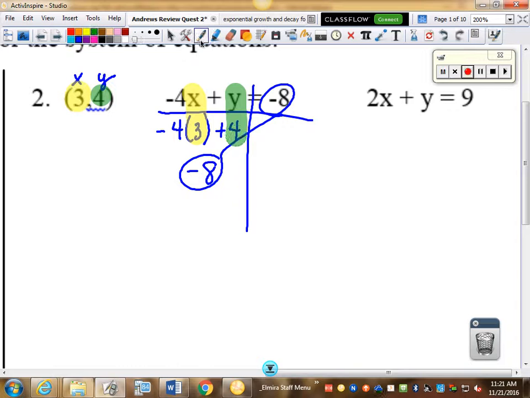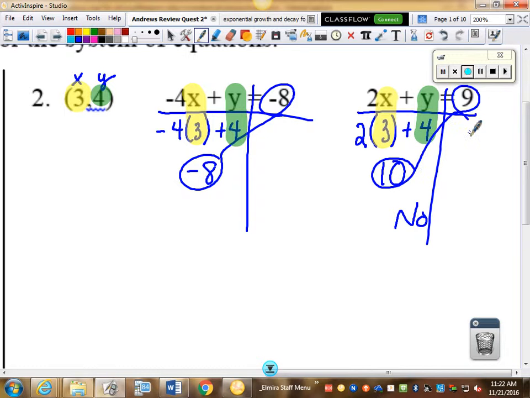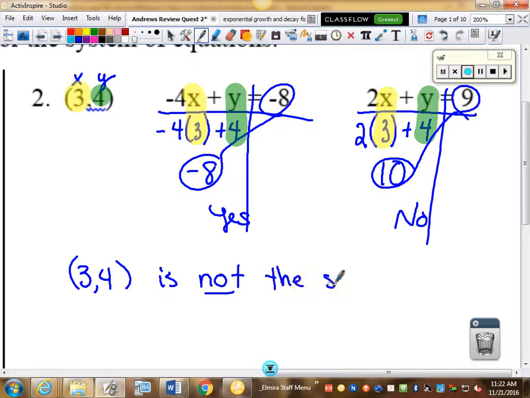Okay, we're going to do the same thing over here. 2 times 3 plus 4, and we want to know if it equals 9. So subbing in the 3 for the x and the 4 for the y. 6 plus 4 is actually 10. They do not match. That's no. So this was yes, but this one's no. 3, 4 is not the solution.